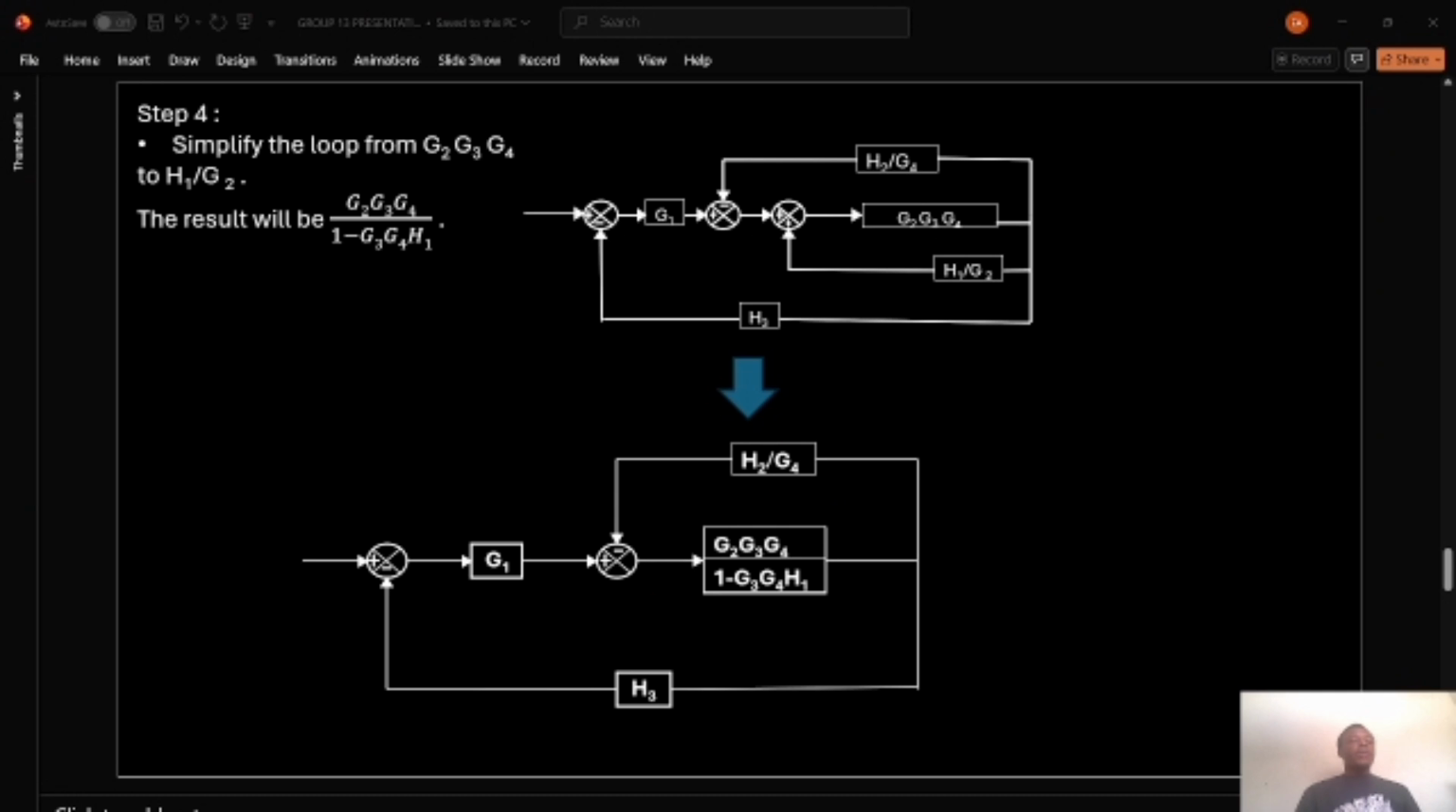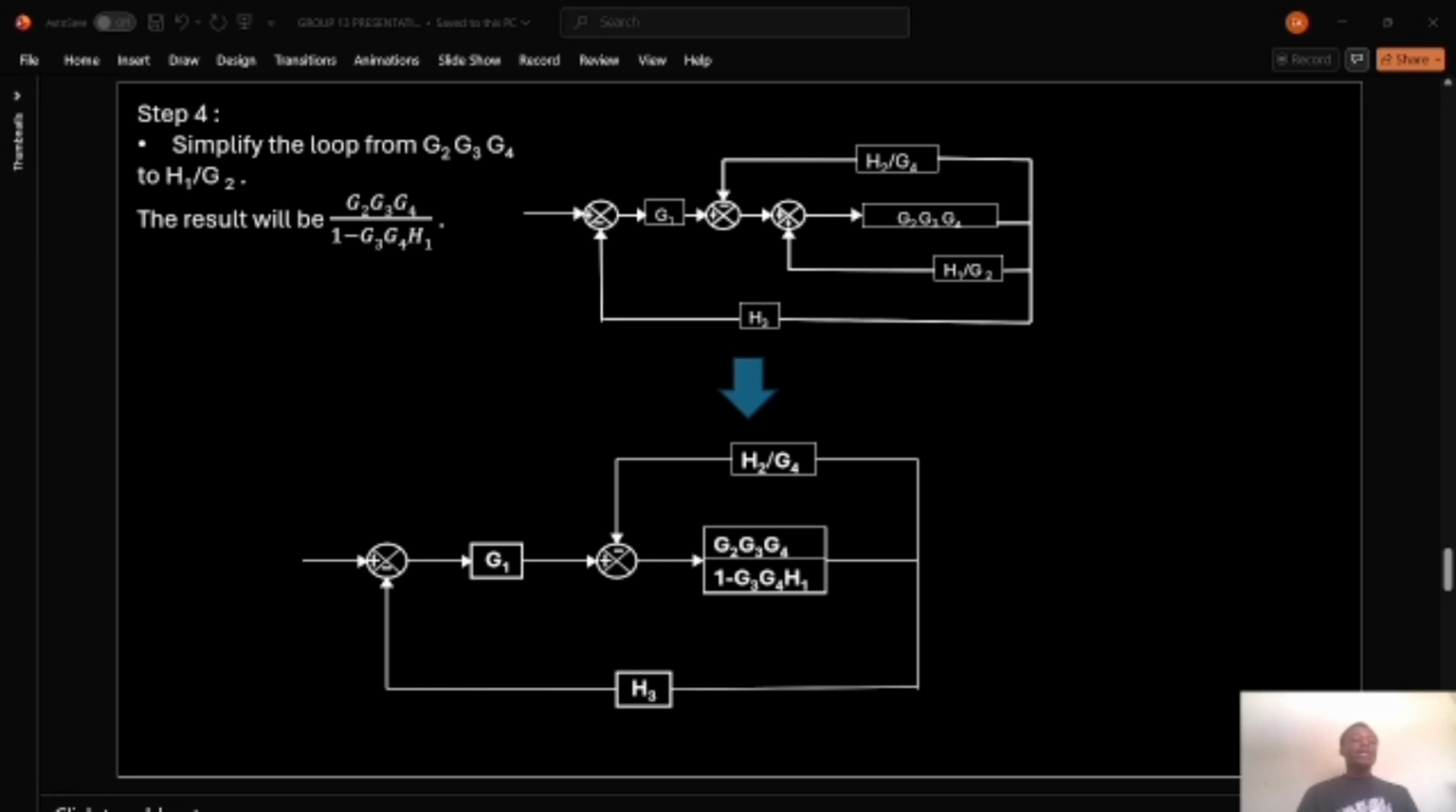Good day, everyone. I'm Francis, and I'll be talking about step 4, that is simplifying the loop. In step 4, we simplify the inner feedback loop that contains G2, G3, G4, and H1. At this stage of the block diagram, we can clearly see a closed loop formed by the forward path, which is G2, G3, G4, and the feedback path, which is H1.